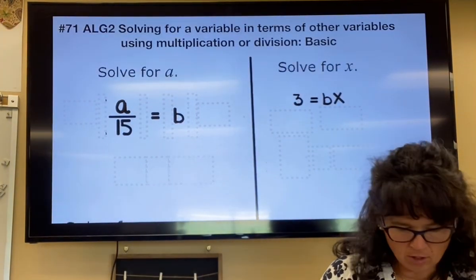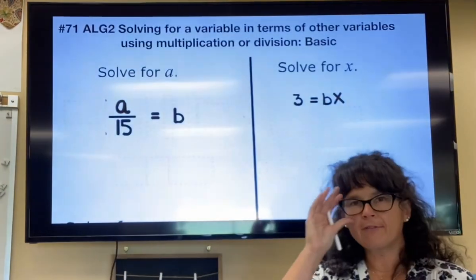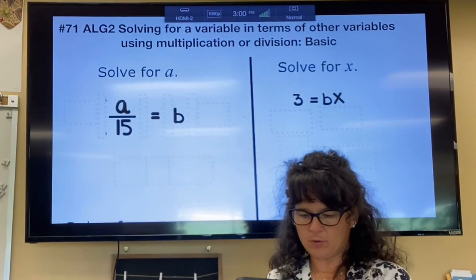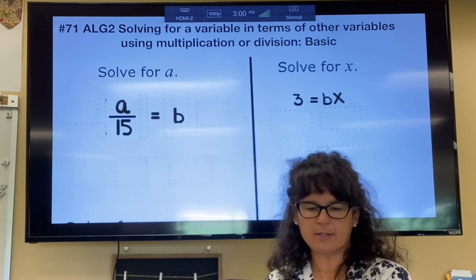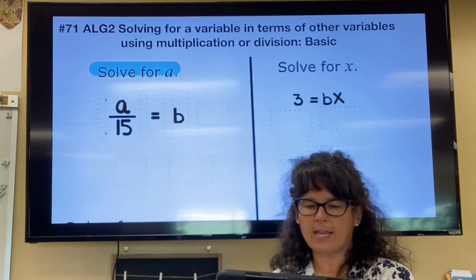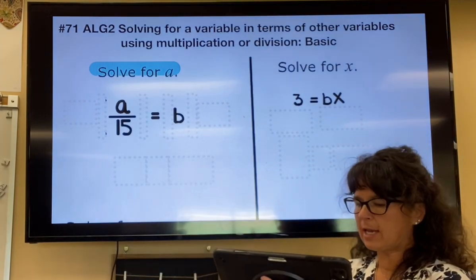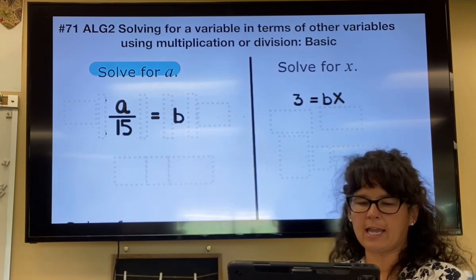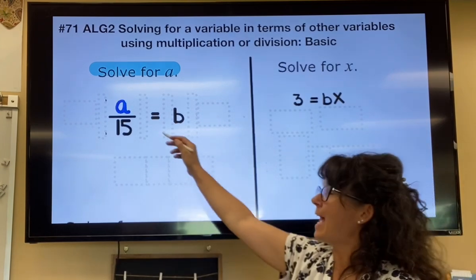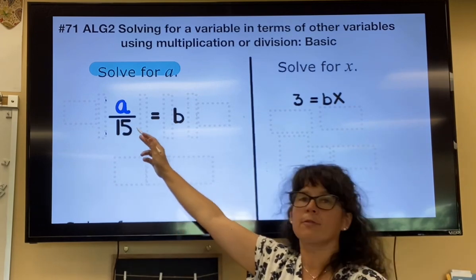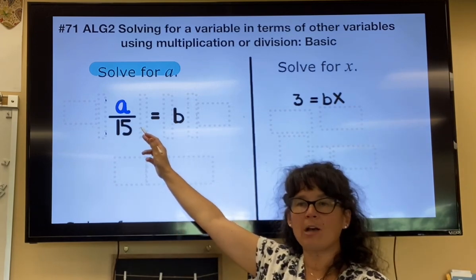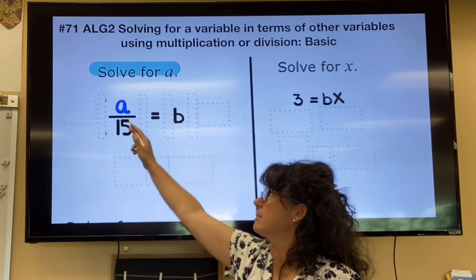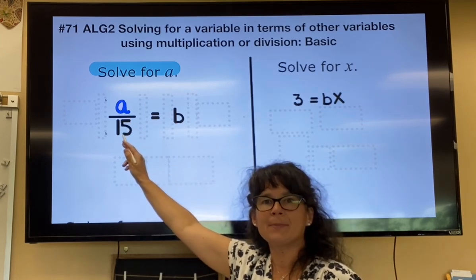In order to solve, we want to start by figuring out what is it we're trying to solve for. So here we have in this one, solve for A. So if we would like to get A by itself, let's start with highlighting A. We're going to ask ourselves, what is preventing the A from being by itself? And that is dividing by 15.